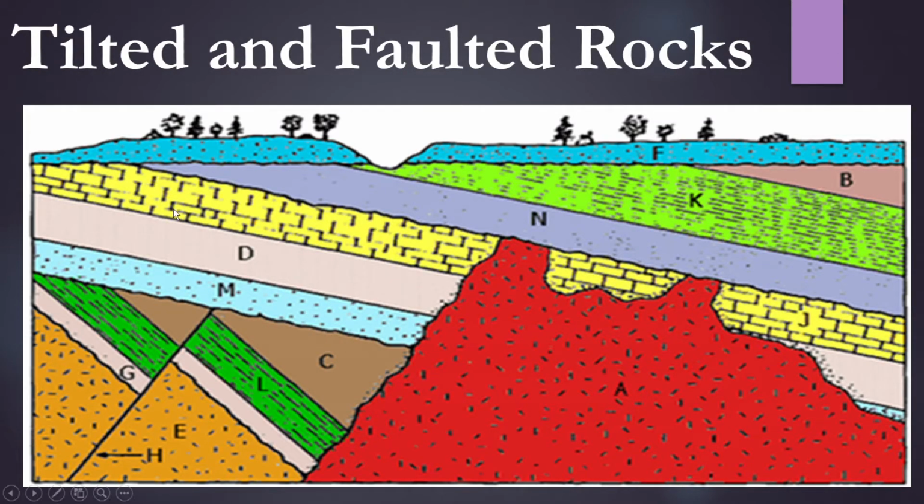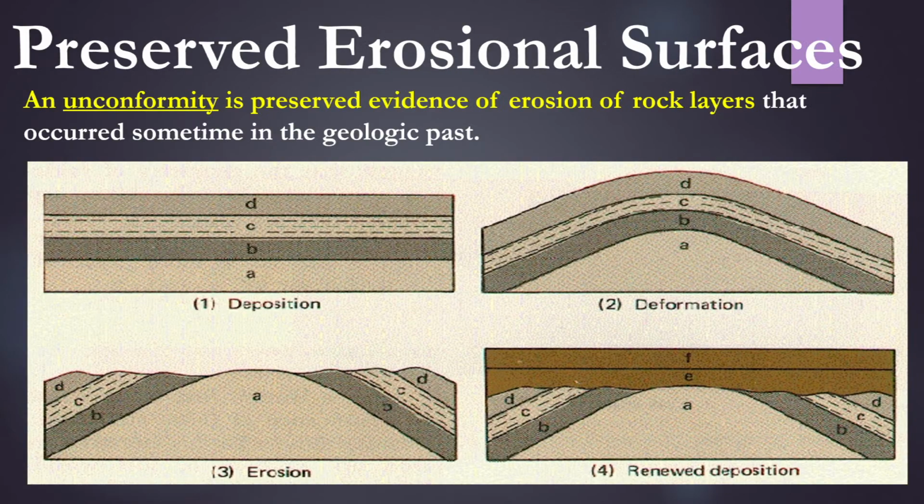You can also tilt rocks, so you can see how these layers here have been tilted. We see more tilting, we see faults, we see this huge red thing here. We'll talk about that in a minute. All right, so an unconformity. Let's just keep going.